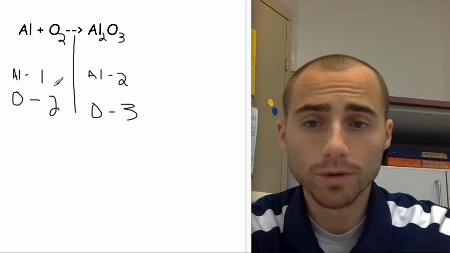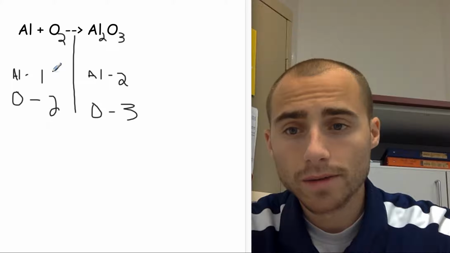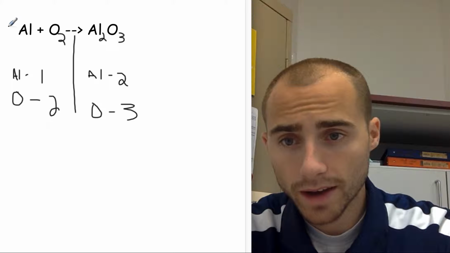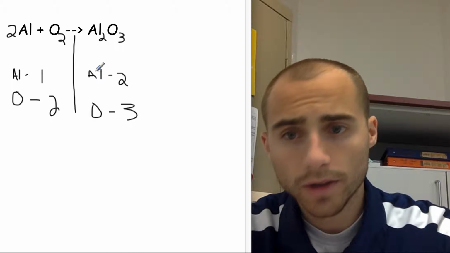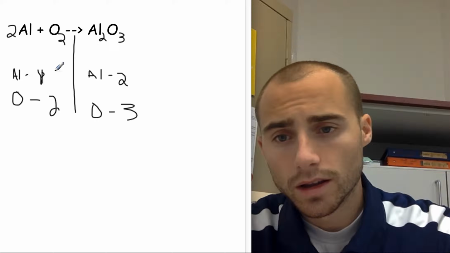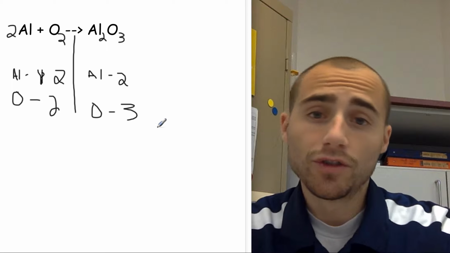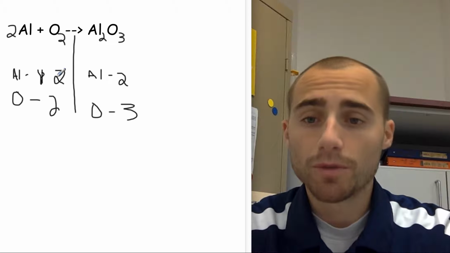So we have 1 aluminum over here and 2 aluminums over here. So how in the world can we make those equal? What can we possibly do to make those equal? Well, since we need this over here to be 2, we can just go ahead and add a 2 right here in front of the aluminum. So now we have 2 Al, and look at that, our aluminums are equal. Yay! Go Team Aluminum. Oxygens though. Oxygens are not equal.